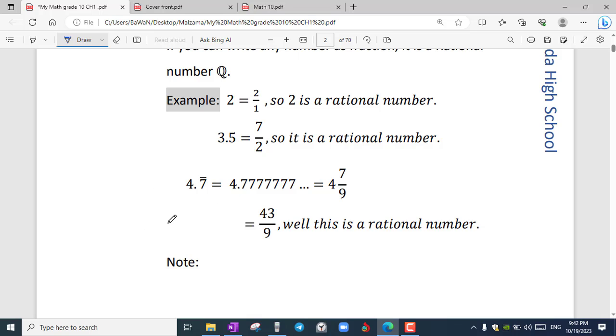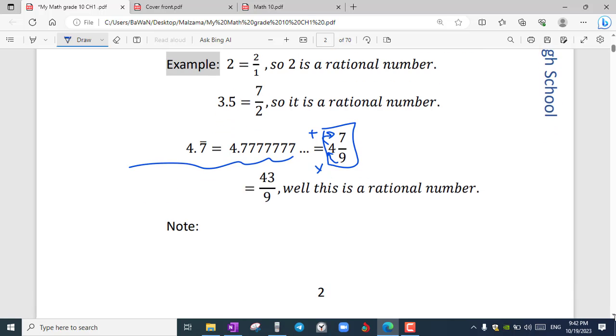Another example we have here, 4.7 repeating. If you see a repeating decimal, this is a rational number because repeating decimals could be written as fraction. This is mixed number, and we know how to make mixed number fraction. Multiply these two, add the result, then it will be 43/9. Then any number that we can write it as fraction is rational. This makes every repeating decimal rational.